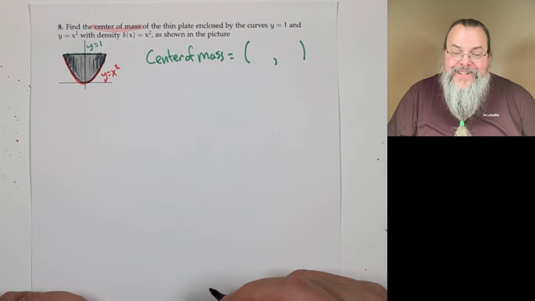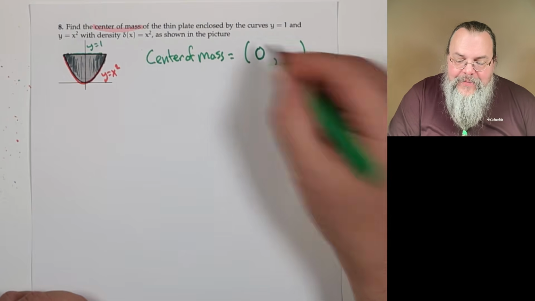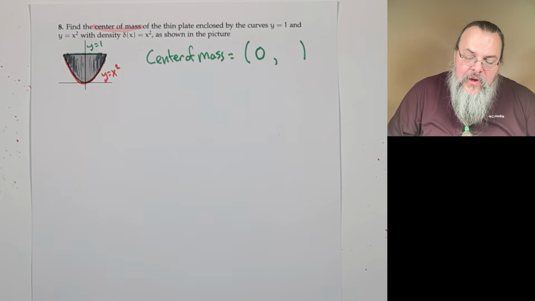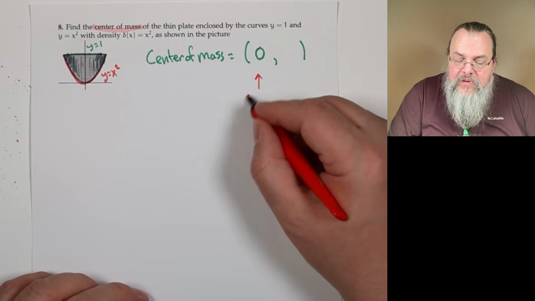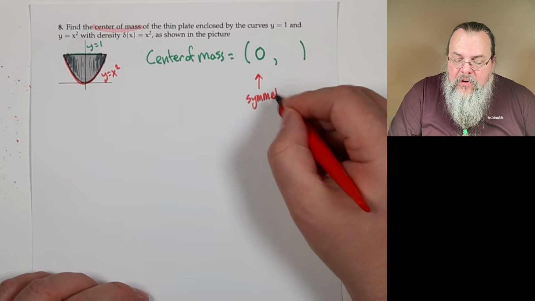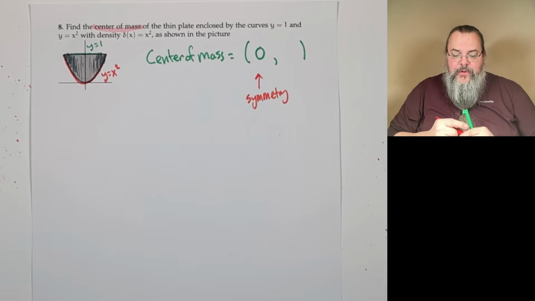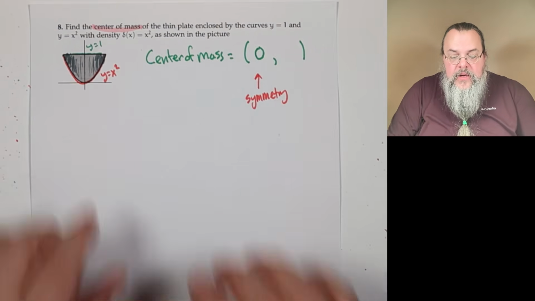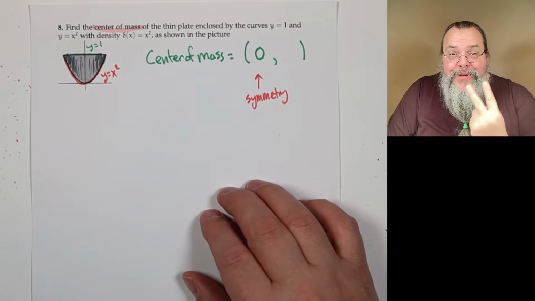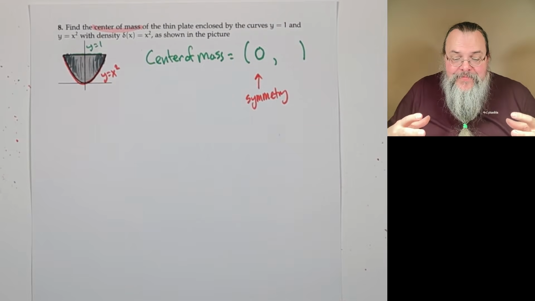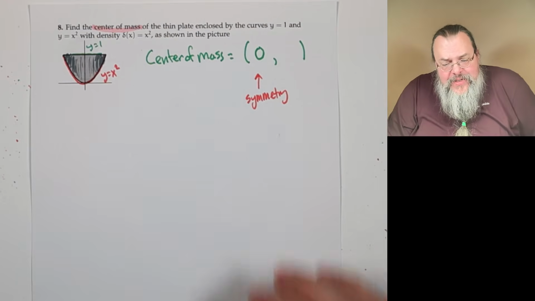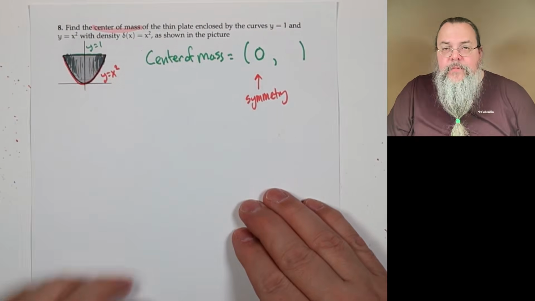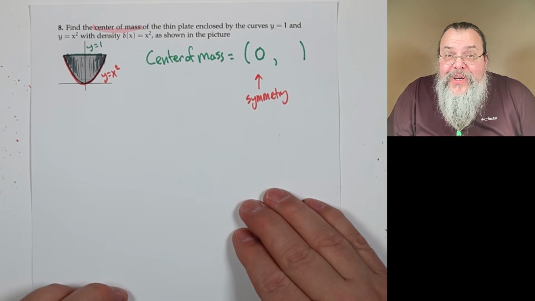The x-coordinate. The x-coordinate is 0. Why is the x-coordinate 0? Well, because we have symmetry. That's right. So we don't even have to think about what's going on in terms of the x direction, because look at the picture. It's symmetrical with respect to 2 things, the shape and the density. So you can almost imagine, take a spatula, pick it up, flip it over, put it back down. You wouldn't be able to tell that you did anything.